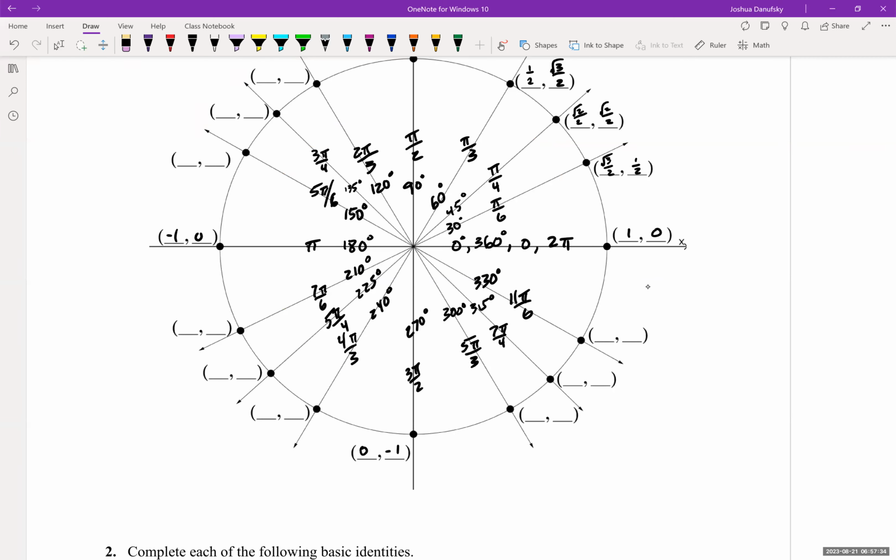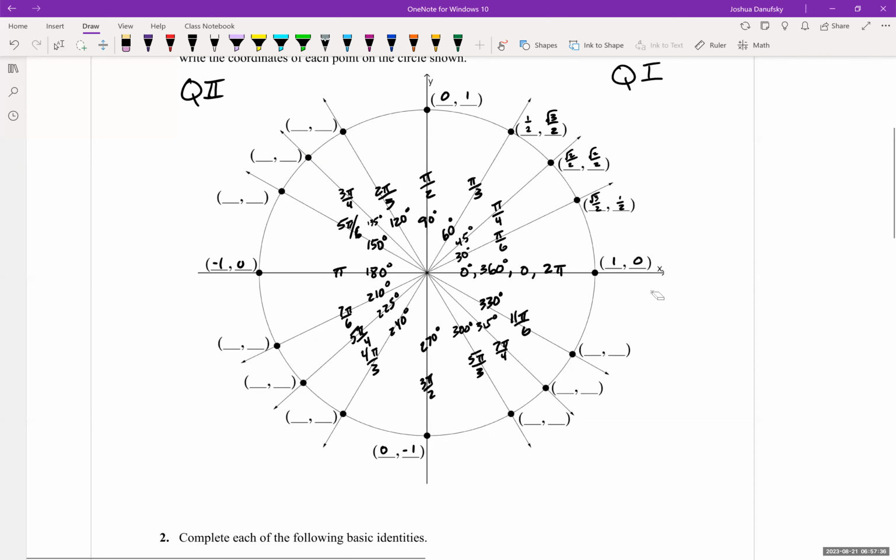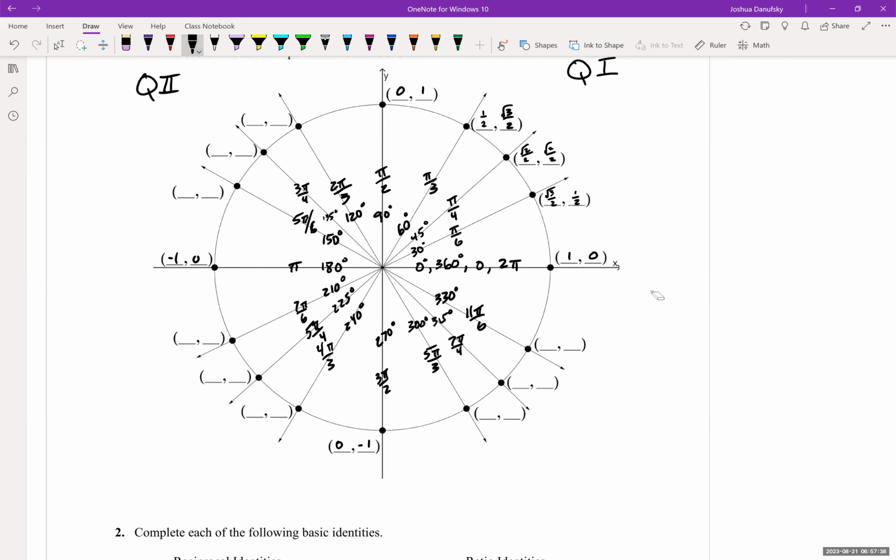Now, I know I did that quickly. This is review. If it's something you need help with, come and see me in office hours. We can talk about it. It comes with practice. It comes with looking at this a lot and just getting used to seeing where the angles are. Of course, we have quadrant 3 down here and quadrant 4 right there.